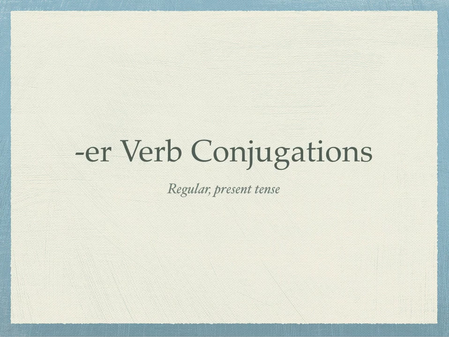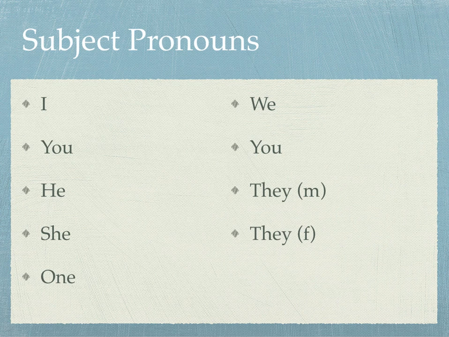Alright, we're going to review our ER verb conjugations, only the regular ones and only in present tense. So let's begin with a quick review of our subject pronouns. Here are all of our subject pronouns in French. You'll notice it looks a little bit different than English. We have two yous and two theys in French.